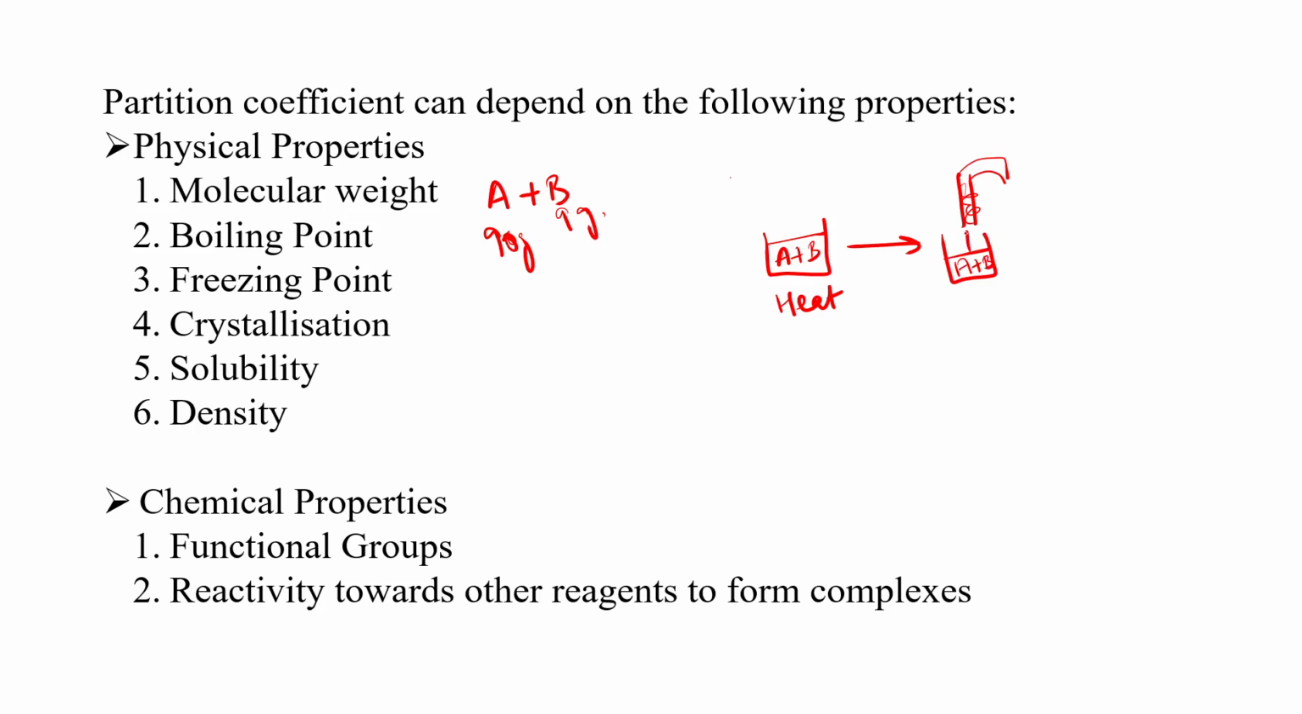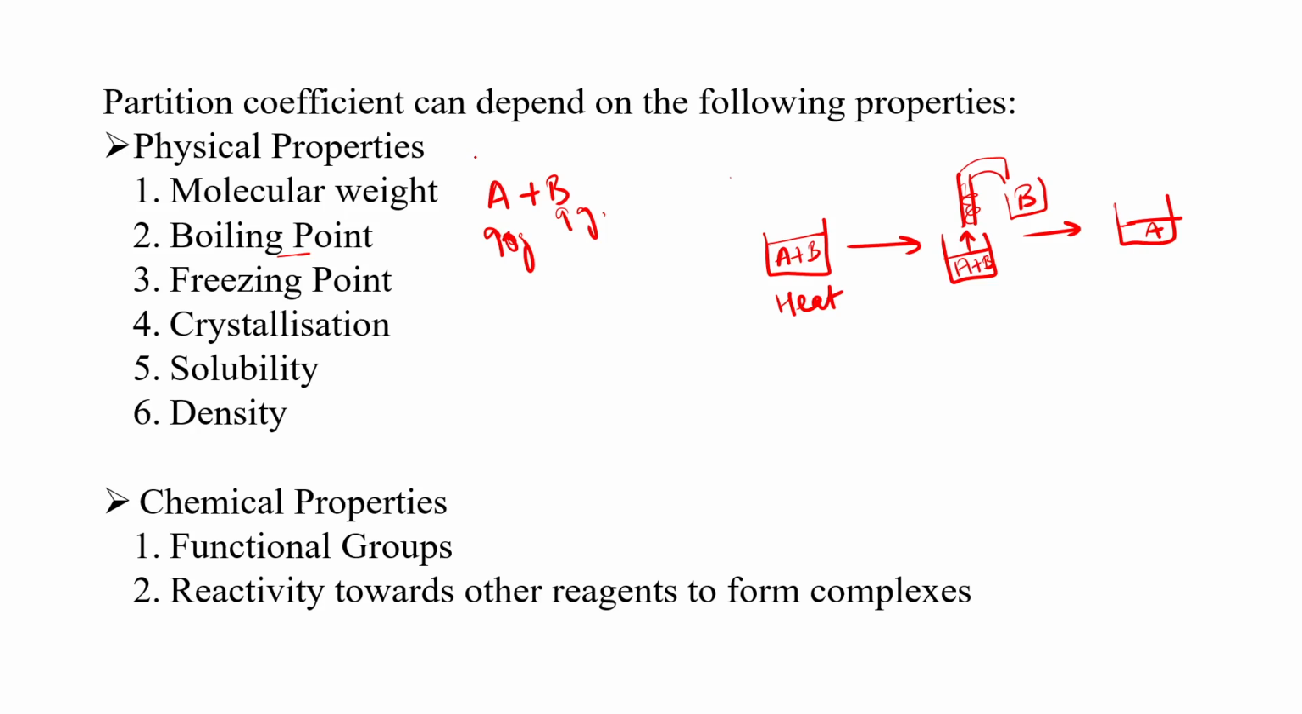Since B has a lower boiling point, B will boil first and I can collect out B, and then in the container I'll be left with only A. So this is how I can collect the analyte B in another container. So this is how, using the boiling point as a criterion, I can separate two molecules in a mixture.